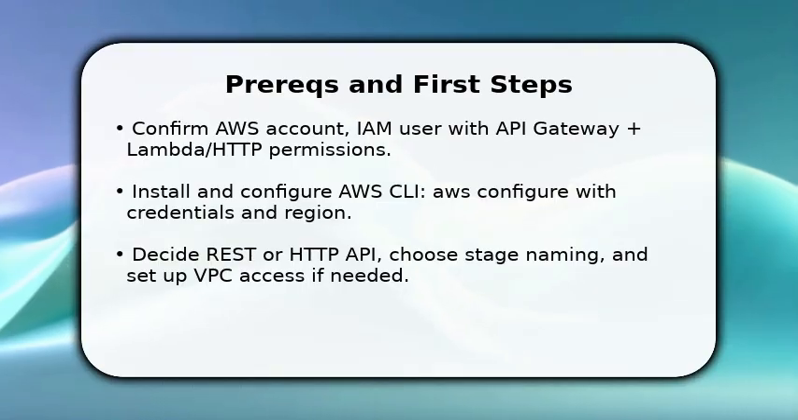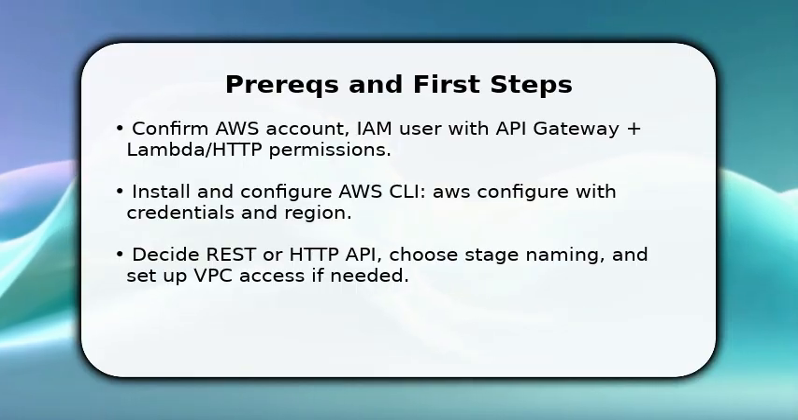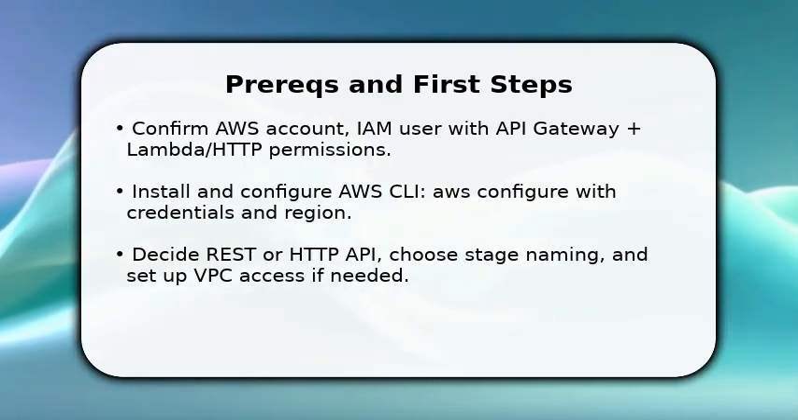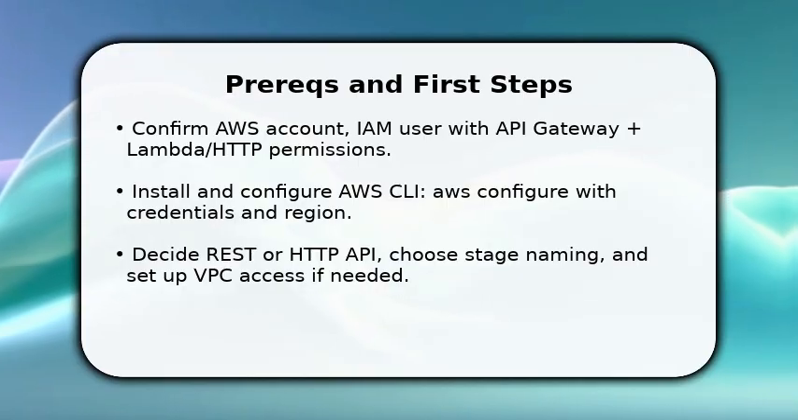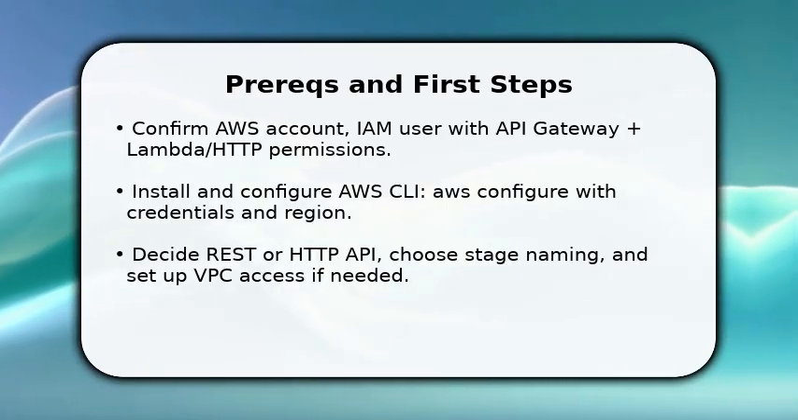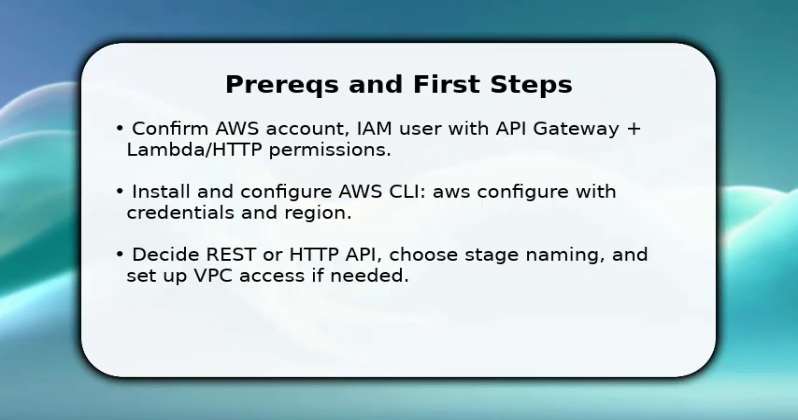You start by confirming prerequisites: an AWS account, an IAM user with API Gateway and Lambda or HTTP permissions. Once done, configure the AWS CLI with aws configure so you can deploy faster.